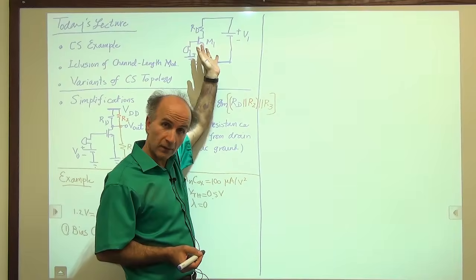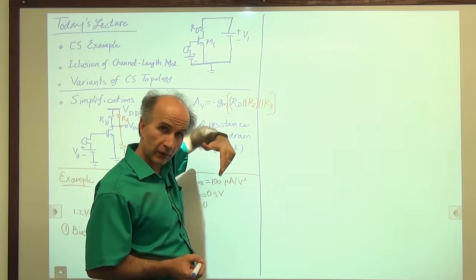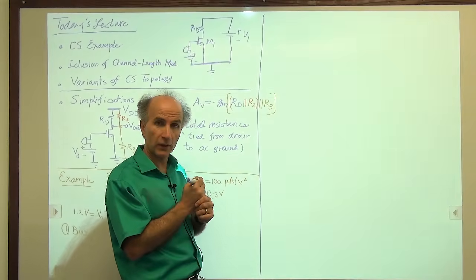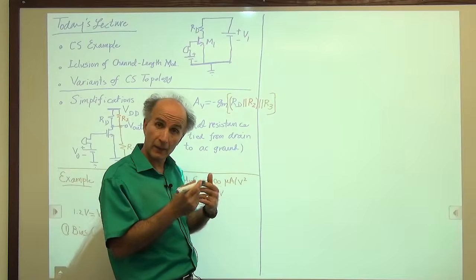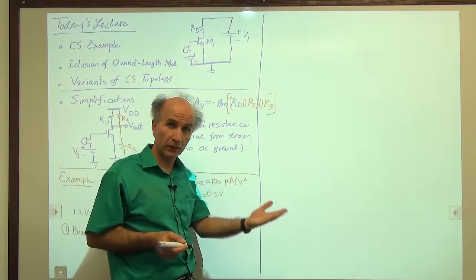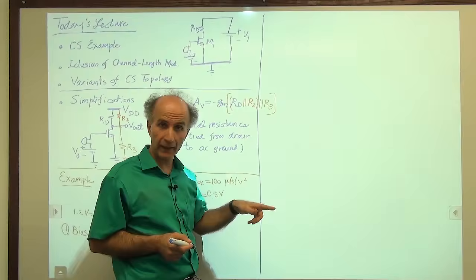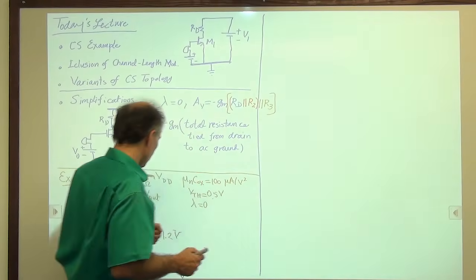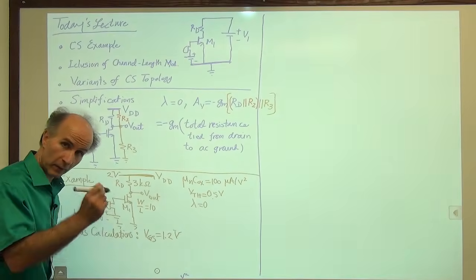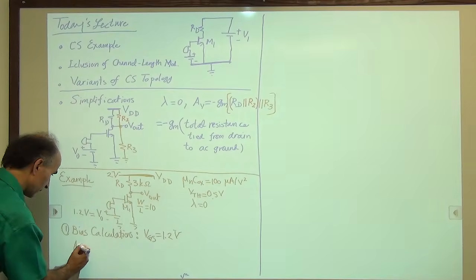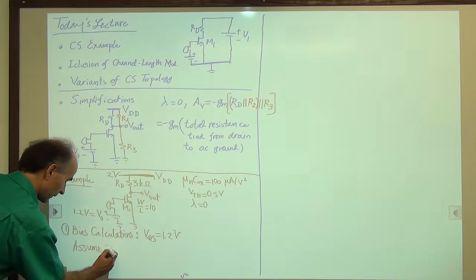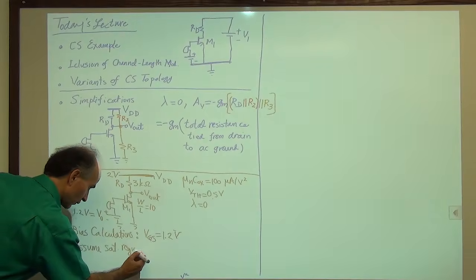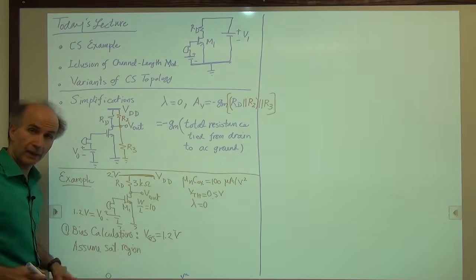I don't know if it's in saturation. So can I use the saturation equation for the current? Well, we will go ahead and use that. We'll use the saturation current equation. And at the end, we have to check. If at the end it turns out that it is not in saturation, then we have to go back and use the triode region equation. But let's proceed and see what happens. So we write here in big letters so that we remember later, assume saturation region. That's a big assumption, and later on we have to come back and check to make sure that it is correct.